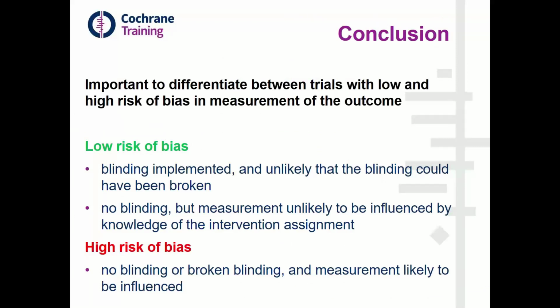So, in conclusion, it's important to differentiate between trials with low and high risk of bias in measurement of the outcome. Low risk of bias trials have implemented blinding, and it's unlikely that blinding could have been broken, and if there was no blinding, whether measurement had been influenced by knowledge of the intervention assignment, basically boiling down to whether the outcome was objective or not. High risk of bias when there is no blinding, broken blinding, and measurement likely to be influenced.